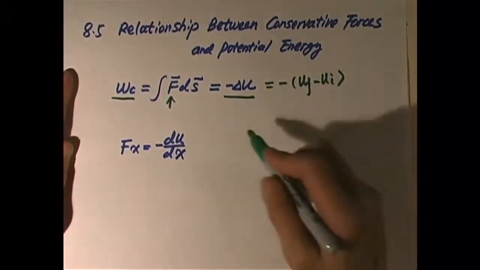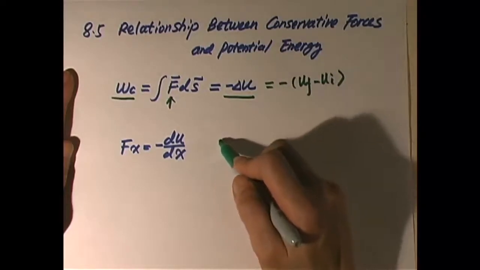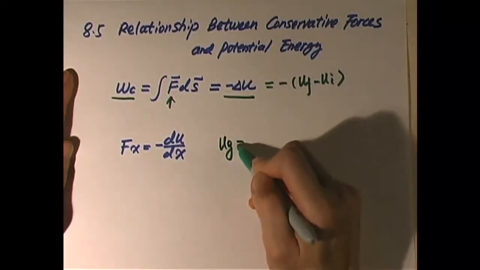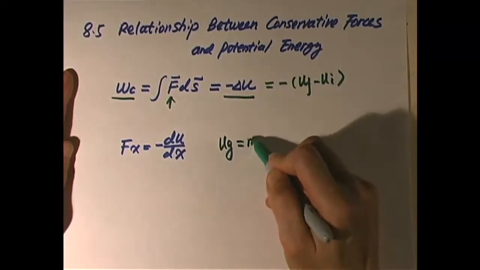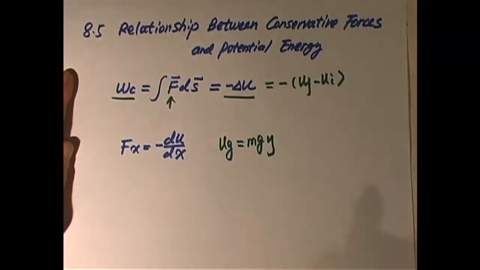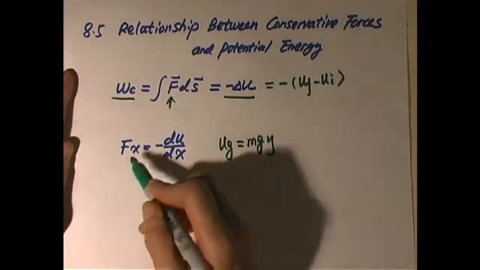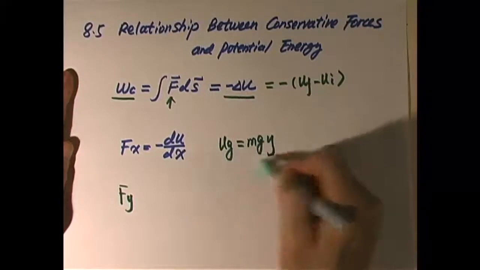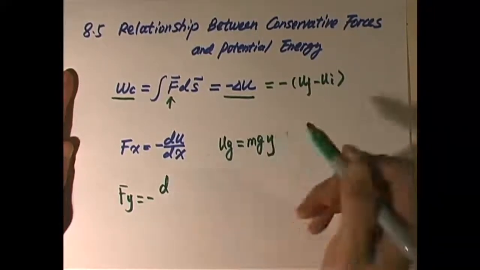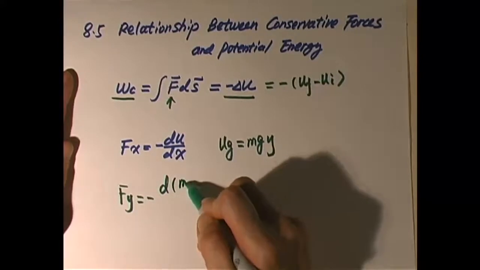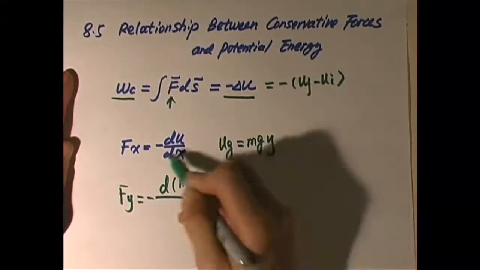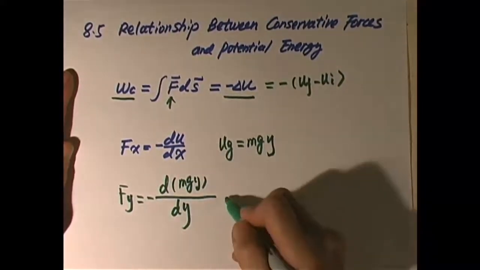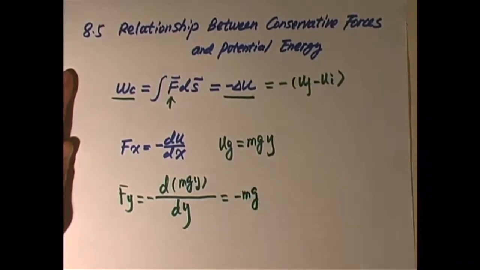For example, the gravitational potential energy U is related to mgy, where y is the height, in the y direction. So the conservative force related to that equals negative d of mgy over dy, because it's the y direction, and that is negative mg. This tells us the force is mg, and the negative direction means it's pointing down.